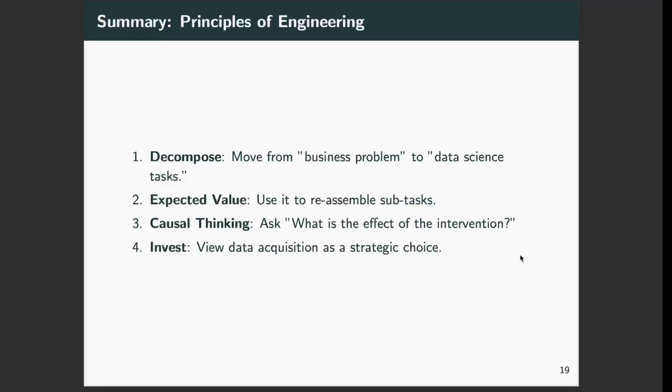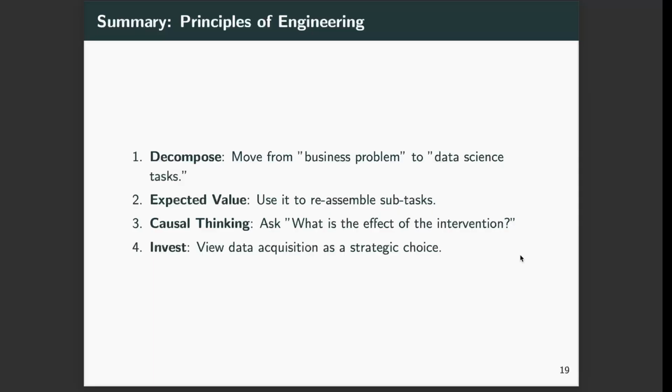Principle number 2, expected value. Once you have your subtasks solved, use the expected value framework to reassemble them into a coherent business decision. This framework ensures that your model is aligned with the actual business objective, not just a statistical proxy for it. It forces you to integrate both the probabilistic outputs of your models and the financial inputs from the business, producing a decision rule that directly optimizes what matters.